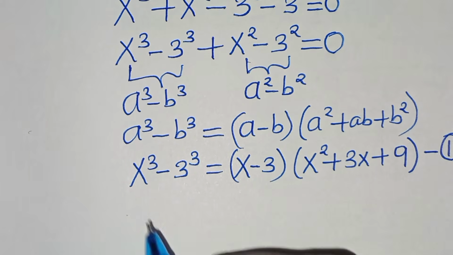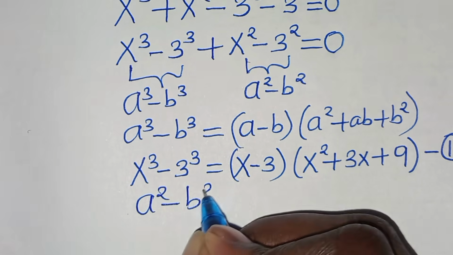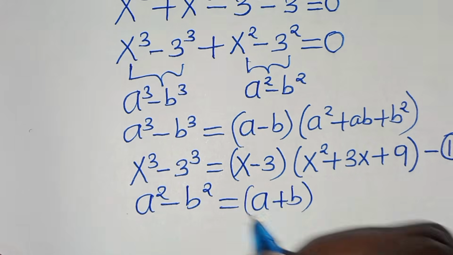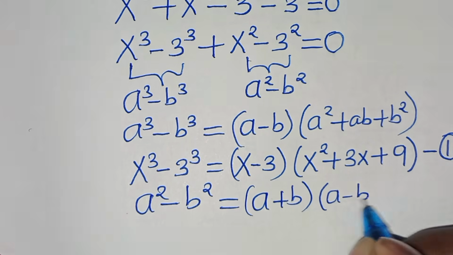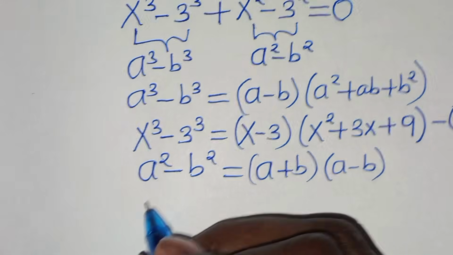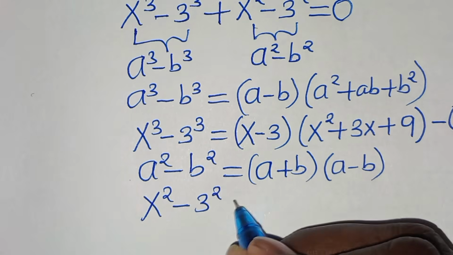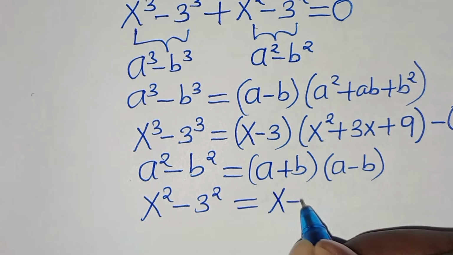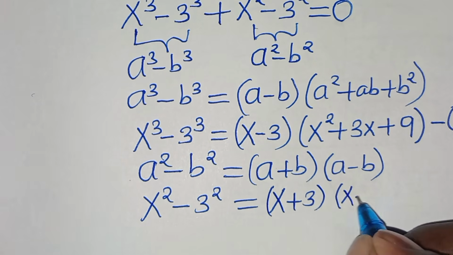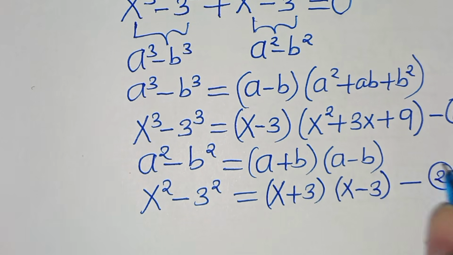And then the second part is the difference of two perfect squares, which you can express as a plus b multiplied by a minus b. Now this implies that x to the power of 2 minus 3 to the power of 2 can be expressed as x plus 3 multiplied by x minus 3. Let's call this case 2.